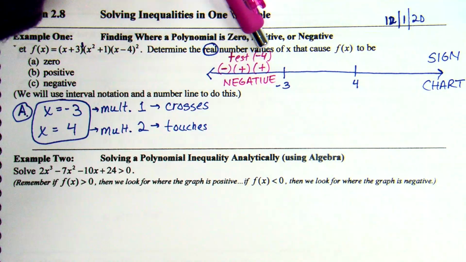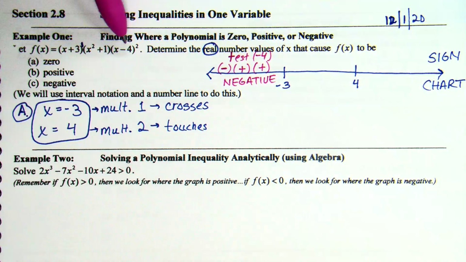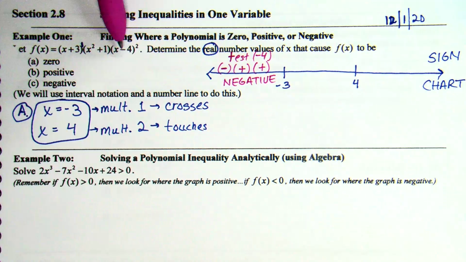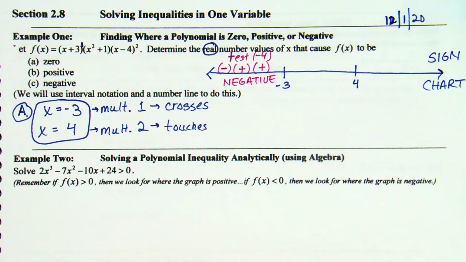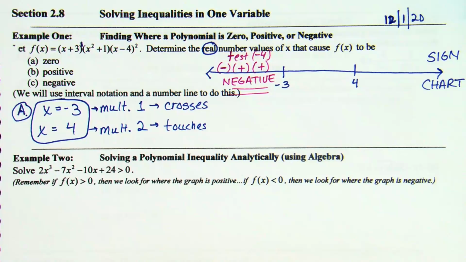And do you recall how we did this? I took the negative 4 and plugged it into each factor over here. Negative 4 plus 3 resulted in a negative. Negative 4 squared plus 1 results in a positive. And negative 4 minus 4 itself is negative, but when you square it, it becomes positive. Then a negative times a positive overall is a negative. So that's saying that to the left of negative 3, the graph is going to be negative, meaning below my x-axis.